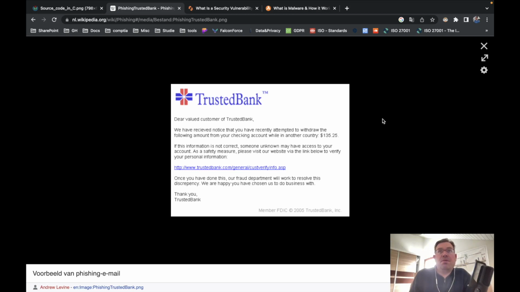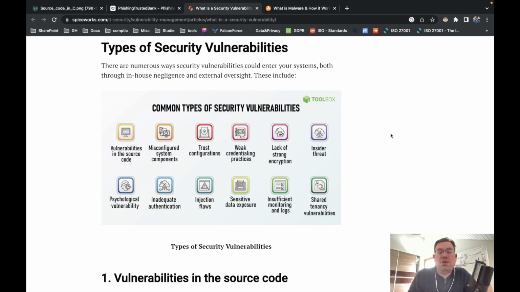But phishing and social engineering is always based on a certain urgency and a certain need for the user to interact. When the bot learns what triggers people, then phishing will become more sophisticated as well. So I think there will be a rise in phishing in the foreseeable future as well. So this is phishing, and security vulnerabilities we talked about.